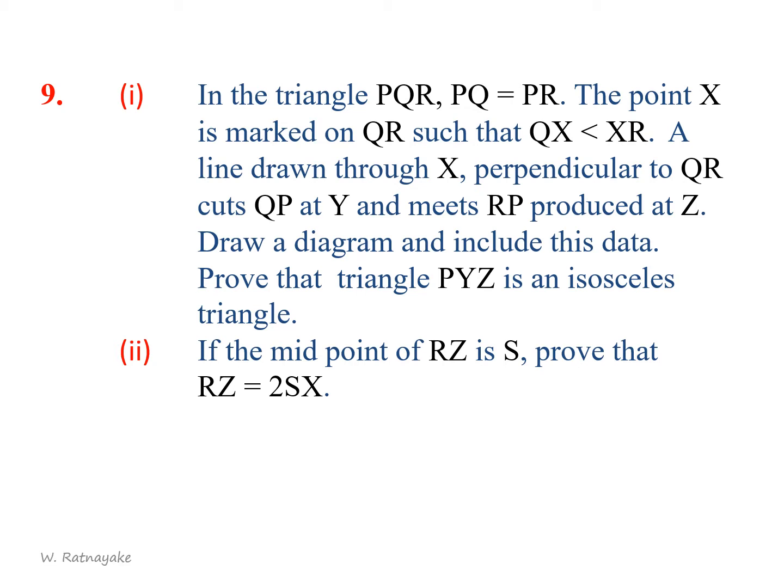Prove that the triangle PYZ is an isosceles triangle. That's part 1 of the question. Part 2 is, if the midpoint of RZ is S, prove that RZ equals 2SX.